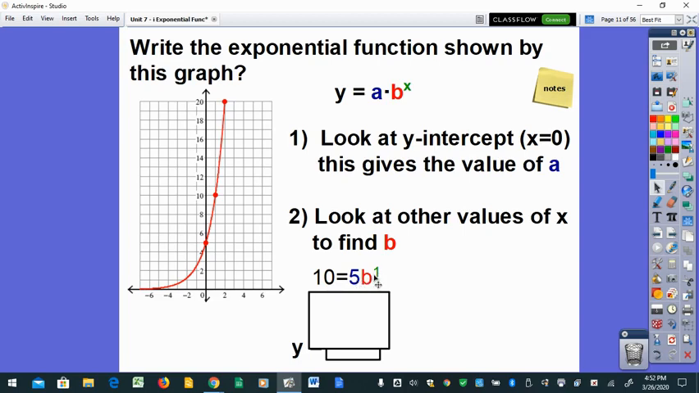This is just b. And times 5, we're going to divide both sides by 5. It's a one-step equation. 10 divided by 5 is 2, and the b is 2. So now I know what my a is, and I know what my b is. So I can rewrite this. Y equals 5 times 2 to the x, and that gives me the exponential equation for the graph. I hope this gets you started on doing some graphing of exponential functions and then writing the function rules from the graph.